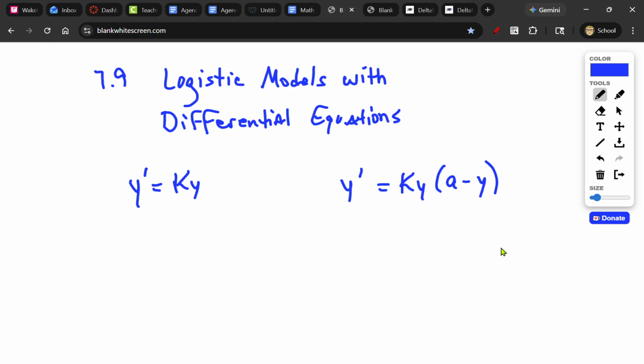We're back with another wonderful video from Calculus BC. This one's in 7.9, has to do with the logistic model, and I'll explain what the logistic model is. First of all, we have two differential equations. The one on the left here should be familiar to you.